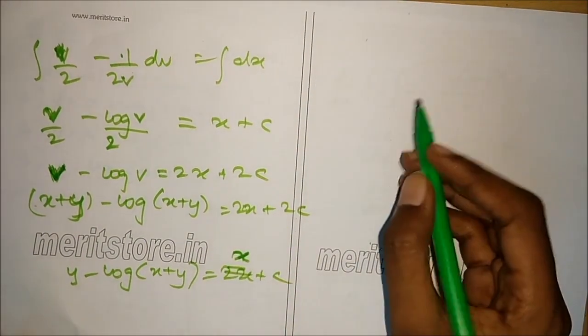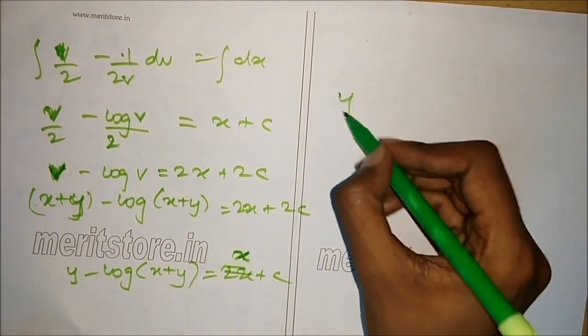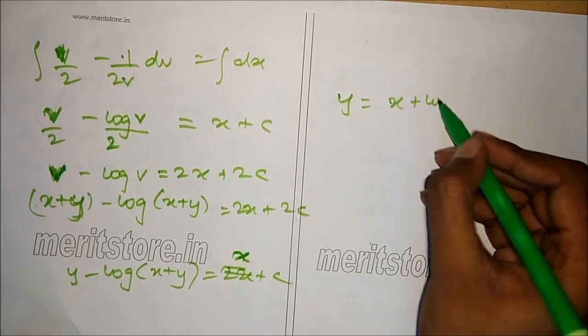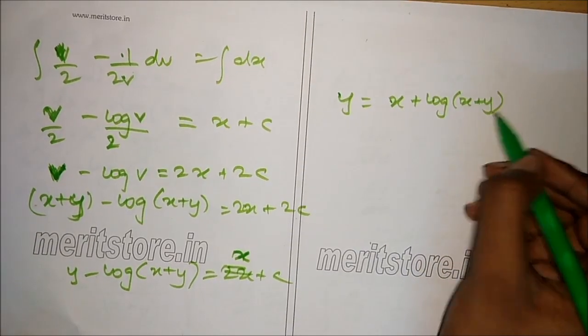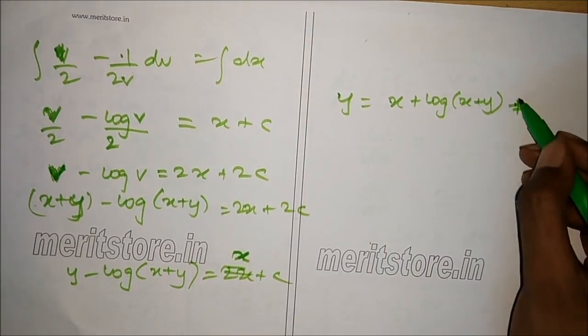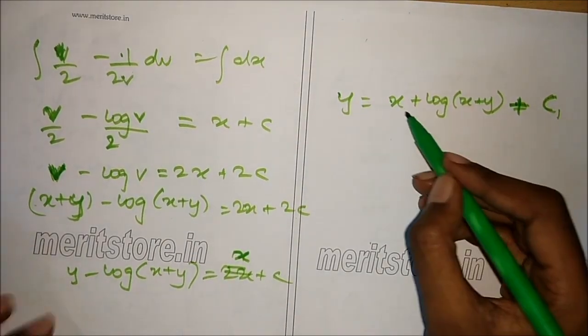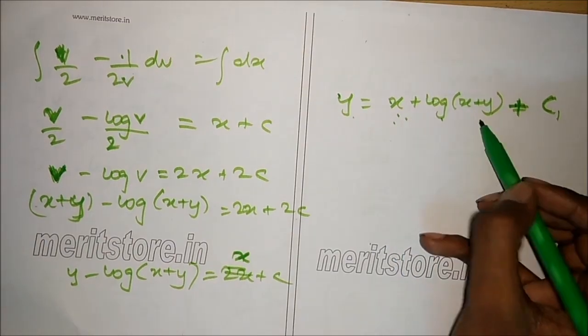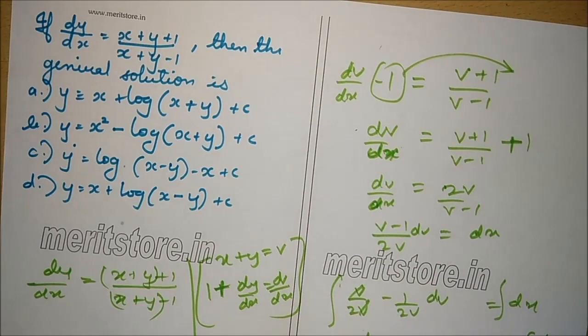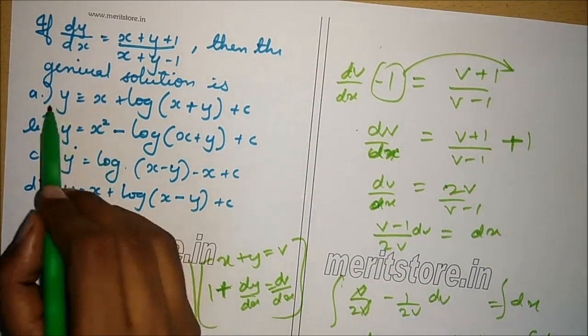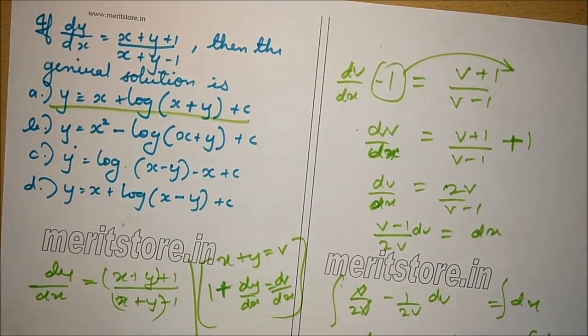So shifting terms to one side, we'll be getting y is equal to x plus log of x plus y plus a constant, let's say c1. So this is the answer. So the answer is y equals x plus log of x plus y plus a constant, which is option A.